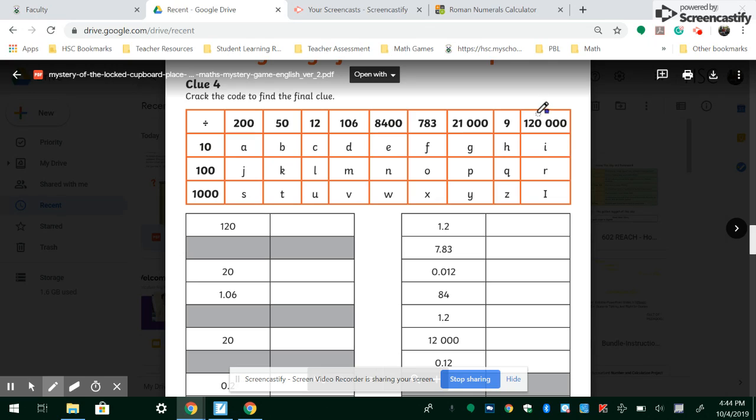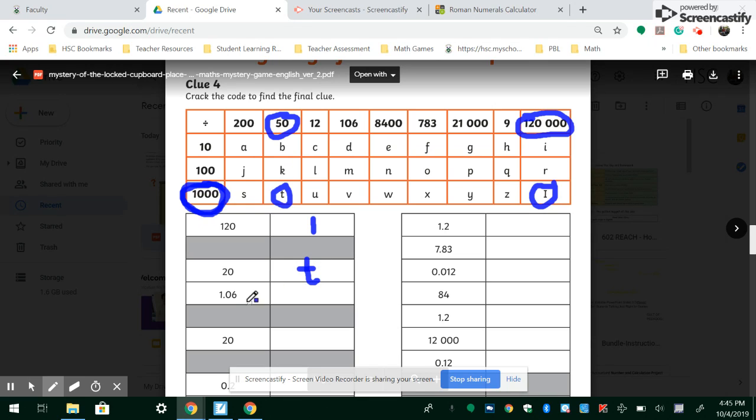So where these two numbers intertwine or intersect, that's the letter that I would identify. In this case, it's the letter I. So here I'm going to write in the letter I. Now 20, what divided by what gives me 20? Let me look around. Maybe 50 divided by 1,000. Would that give me 20? Yes, it would. So I think the letter I'm looking for here is T.